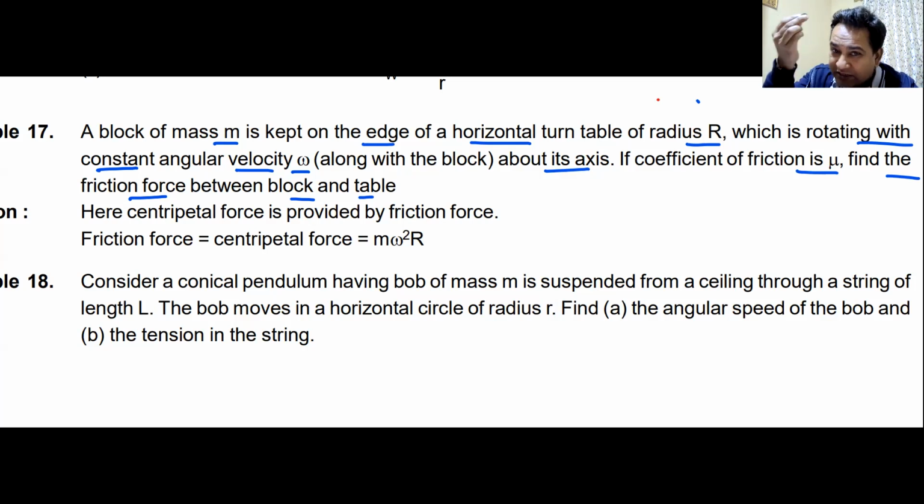Now the question is, what type of friction occurs between this block and this turntable? Very evident to see. What type of friction is there? Remember, the block is turning with the turntable. So what type of friction is there between the block and the turntable? Kinetic friction.